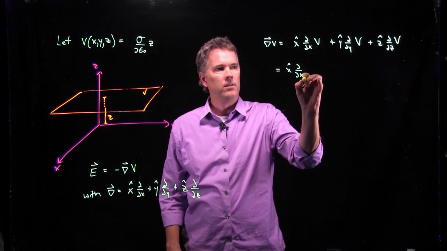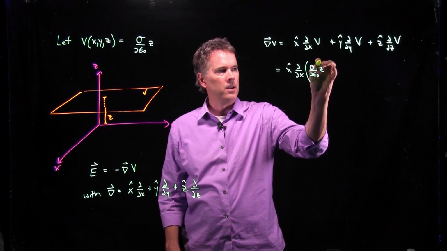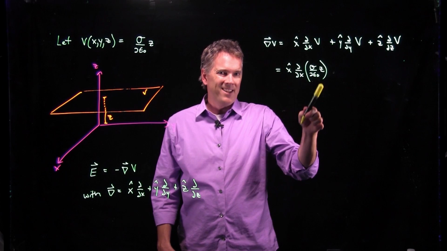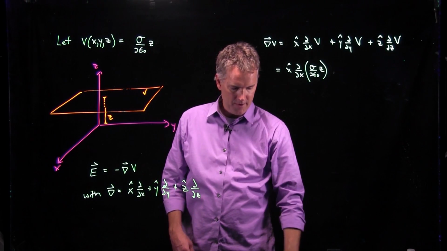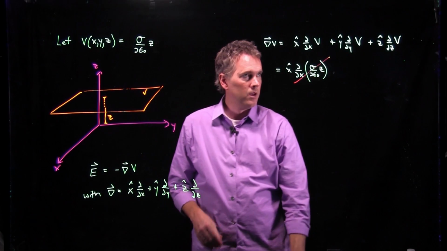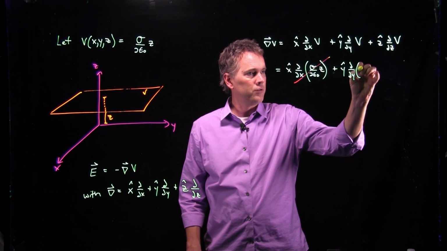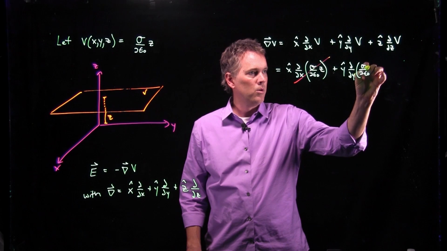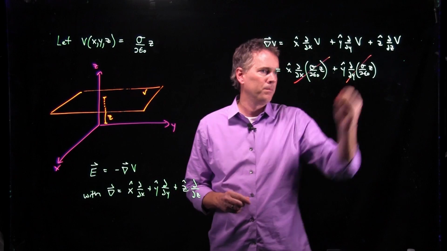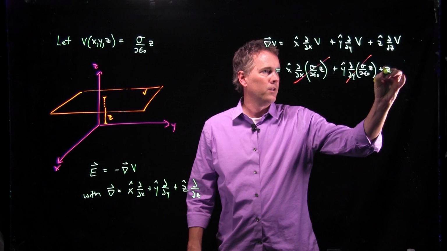Del del x, the derivative with respect to x of sigma over 2 epsilon naught times z. There is no x in there, right? This thing, in fact, goes away. That becomes 0. What about the second term? Well, you can probably see right off the bat that this thing is also going to go away because there's no y in there. There's only a z. So this thing goes away. Boop. And now the last term we're going to hang on to because there is a z in there.